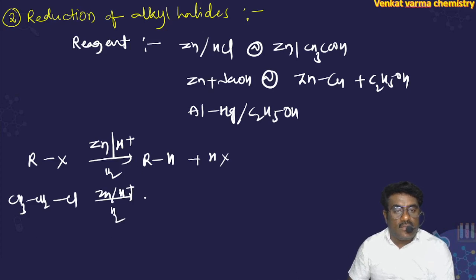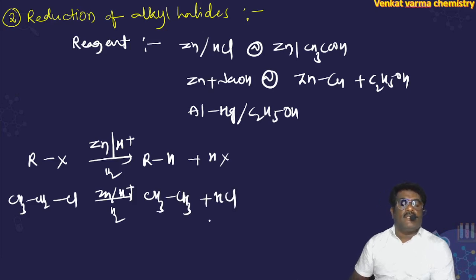What is the product? CH3CH3 plus HCl. This is the reduction of alkyl halide to alkane, ethyl chloride to ethane. Have a look at the next example.